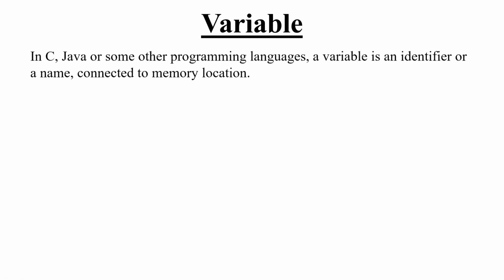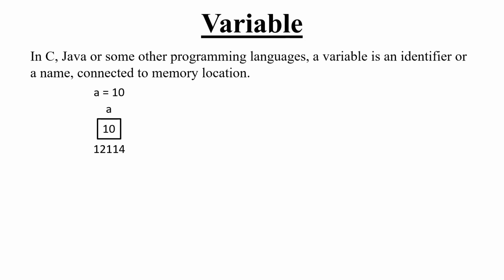In C, Java or some other programming languages, a variable is an identifier or a name connected to a memory location. Again, there is a variable called A, which is nothing but a name we give to the memory, that is what we call a variable. Using the variable we can fetch the data from the memory. For A, we assign the value 10 using the assignment operator. So we have a variable name A, the memory address 12114, and the value 10.